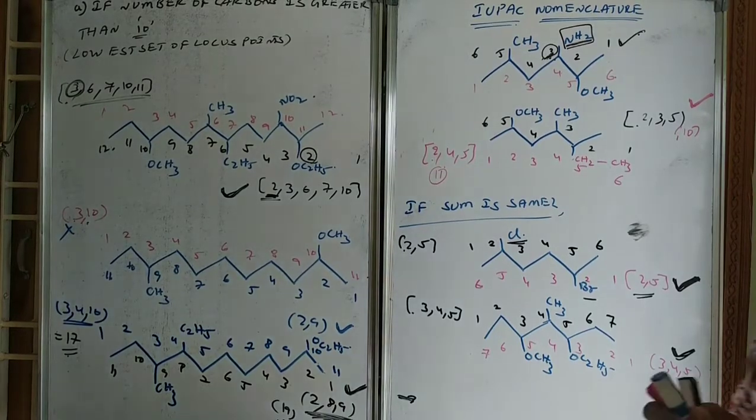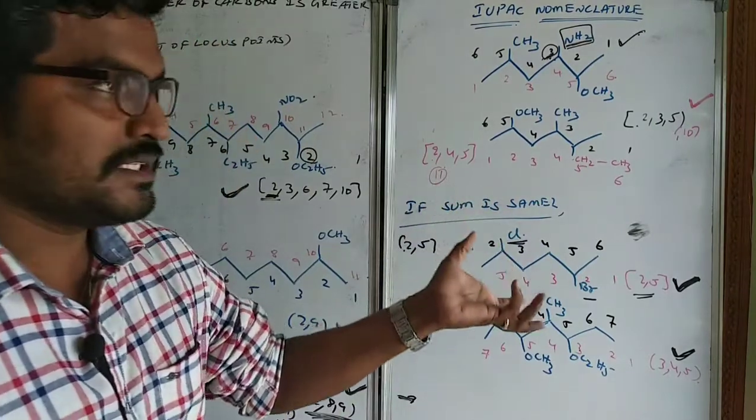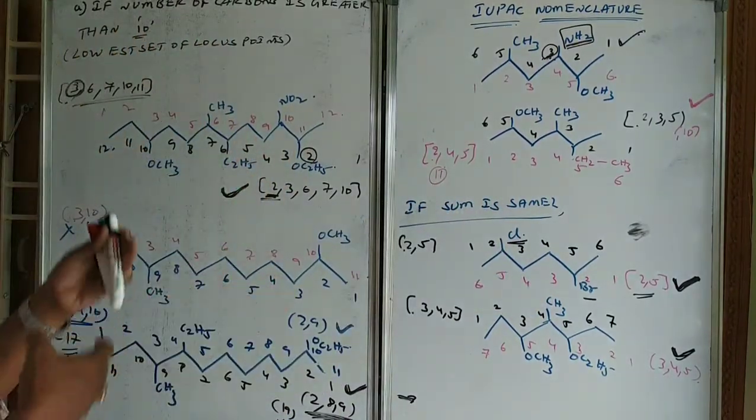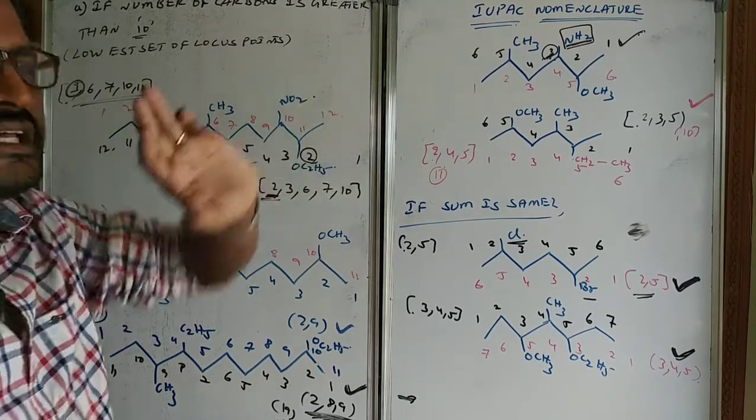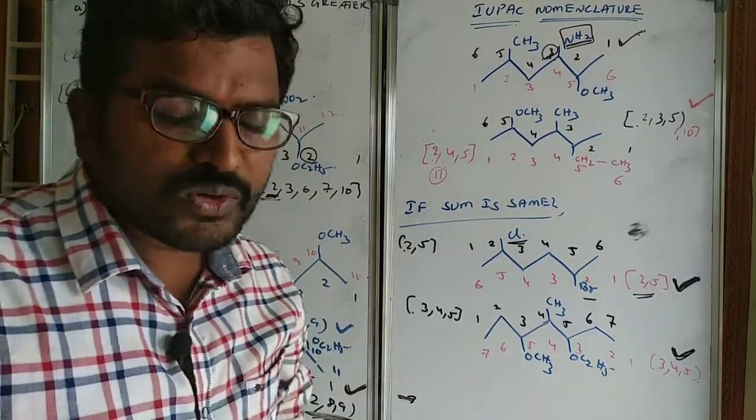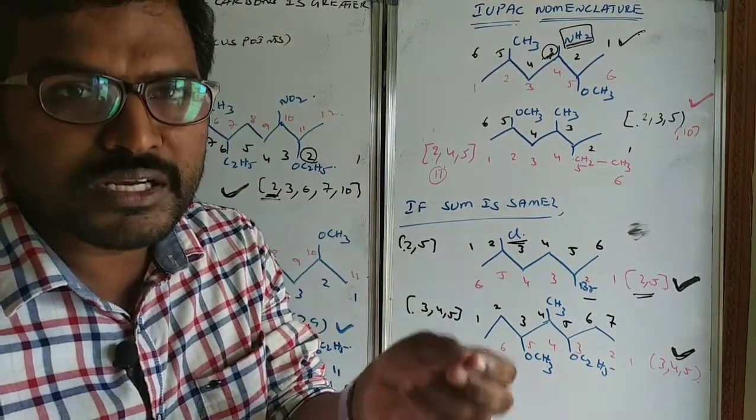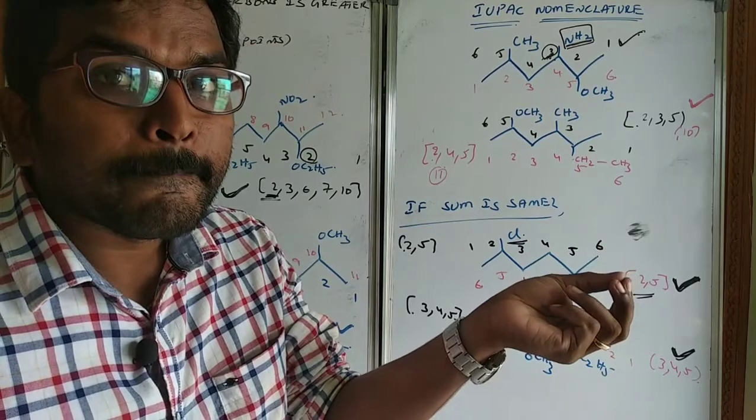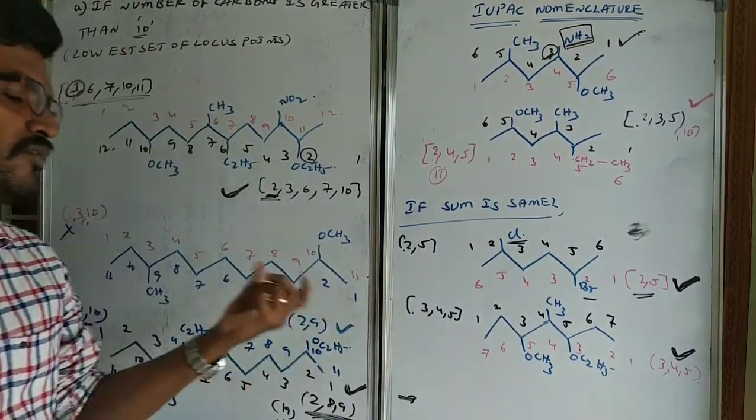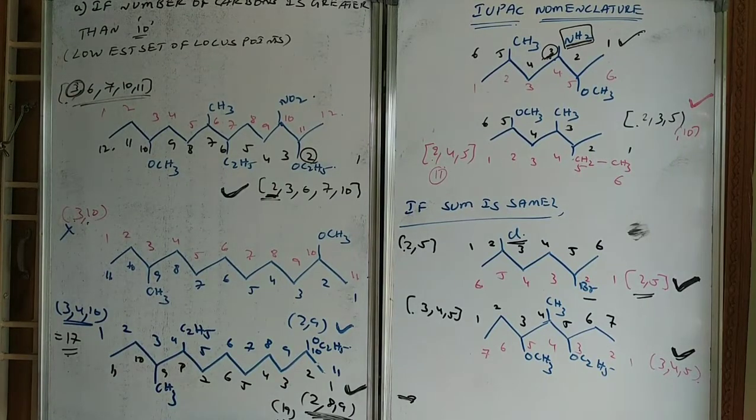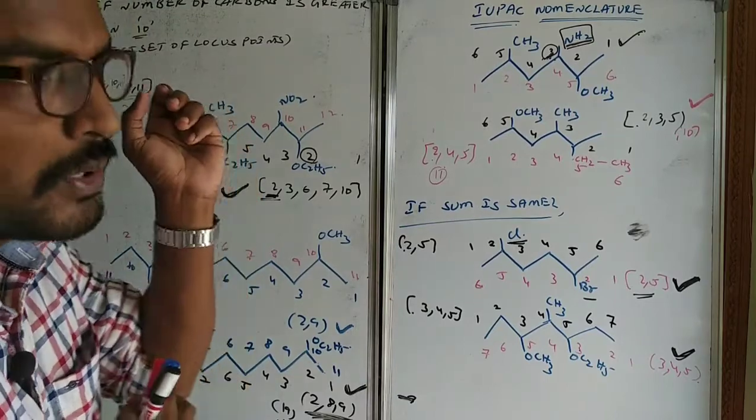So like this, when a high priority functional group is there, automatically you can give numbering to them as it is. If low priority functional groups are there, or if they are not present, when there are fewer than 10 carbons, we follow the lowest sum of locus points. If the lowest sum is the same, we give numbering in alphabetical order. If it is more than 10, we go for the lowest set of locus points. Like this we can number these compounds.